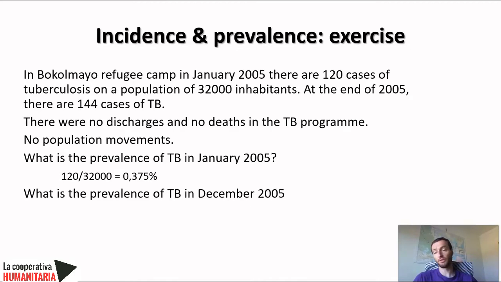Great. So the result would be 144 cases, the number of cases in December 2005, 144, divided by 32,000, so 0.45% of population suffering of prevalence in December 2005. That's the picture in that particular moment.